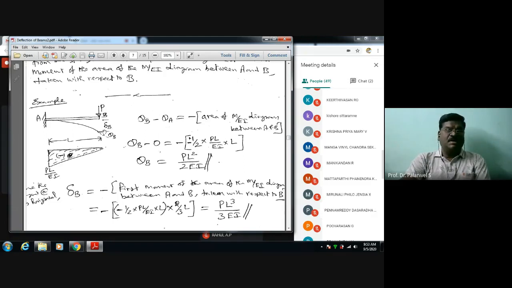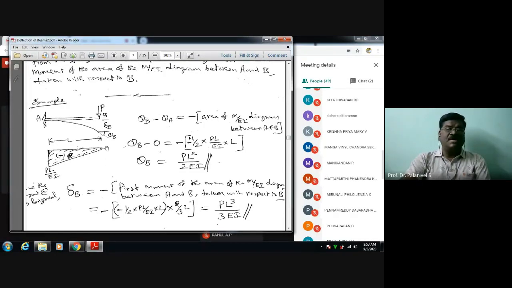Now I am drawing the bending moment diagram. What is the bending moment at the fixed end? P into L, so it is PL. Only a point load is acting, so the bending moment at the free end is 0. The bending moment at the fixed end is PL. It is linear, that's why it is drawn like that.